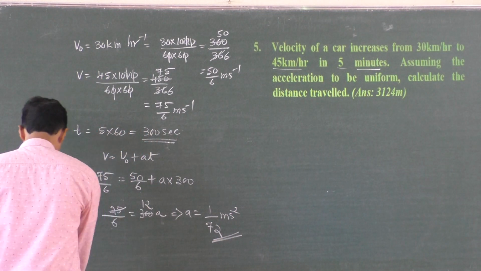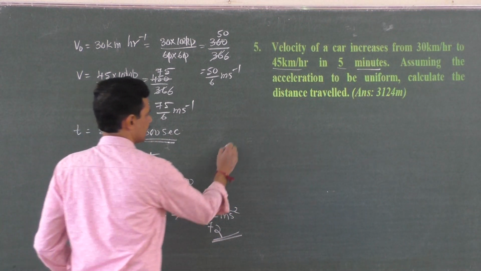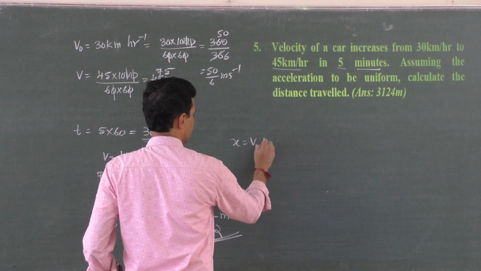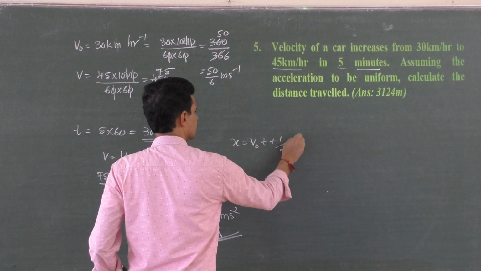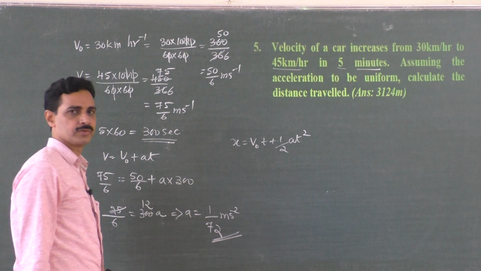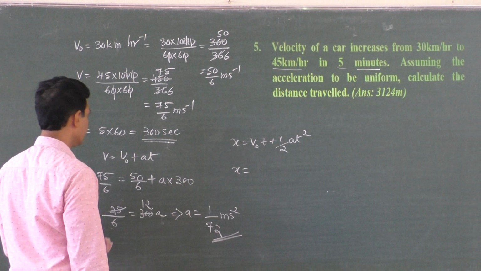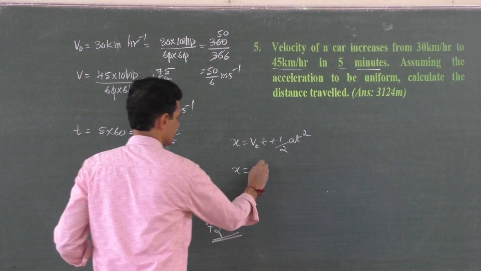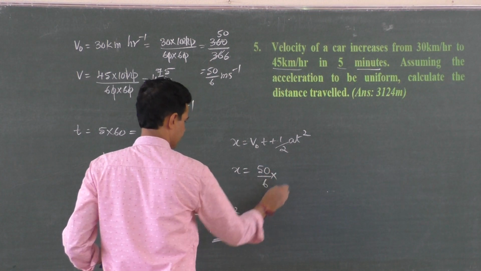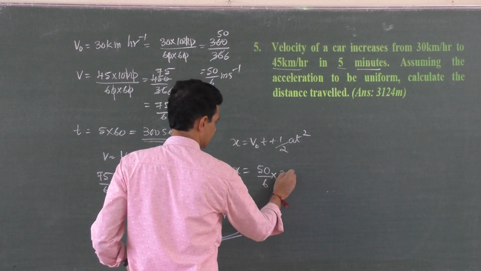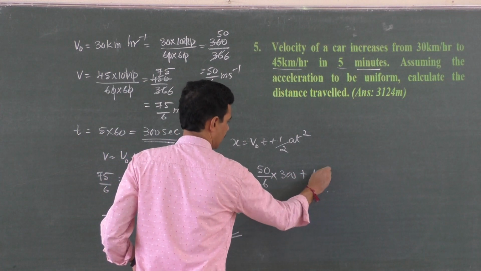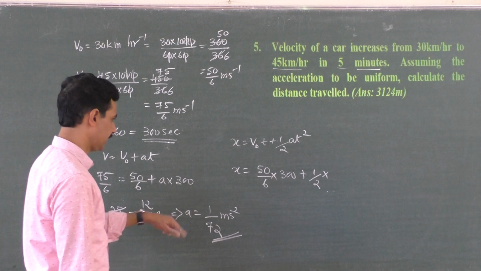Now distance traveled x equal to v naught t plus half a t square. Which equation is it now? Not v square equal to v naught square plus 2ax; it is x equal to v naught t plus half a t square. What is v naught? 50 by 6. t is 300 seconds, plus half a, positive 1 by 72.